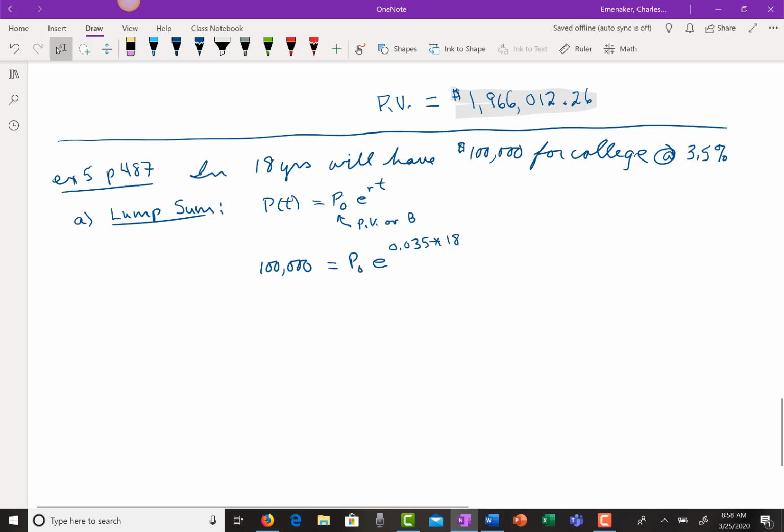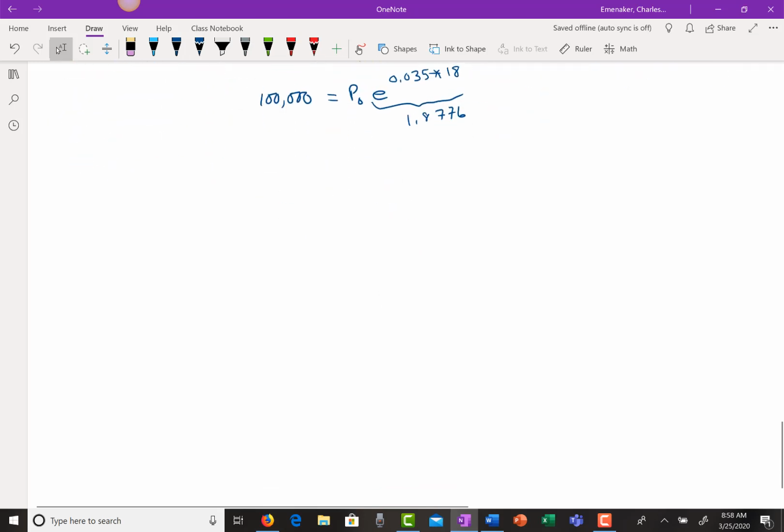The way I would suggest doing this is to first enter this into your calculator. And when you enter that into your calculator, you should wind up with 1.877 something or other. So what we really have is P sub 0 times this number. Well, to compute P sub 0, all you need to do is divide both sides by this 1.877.